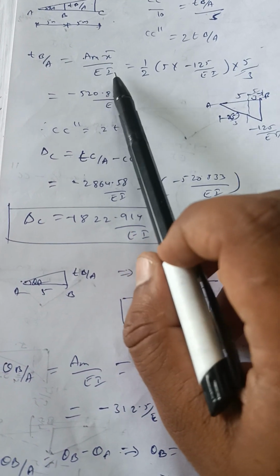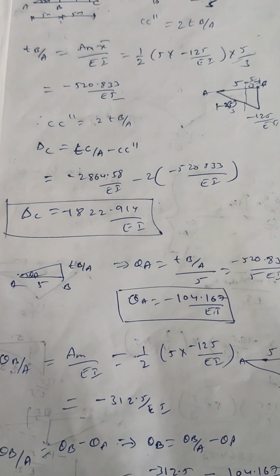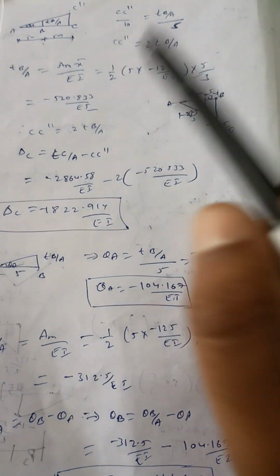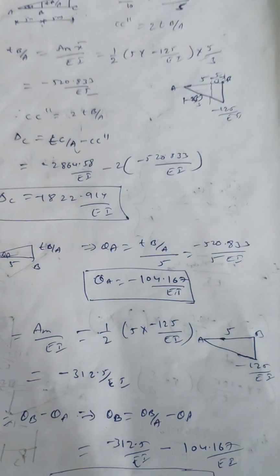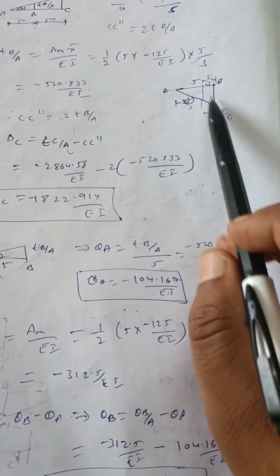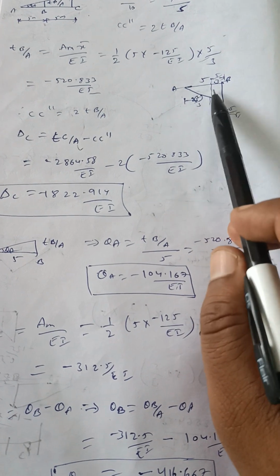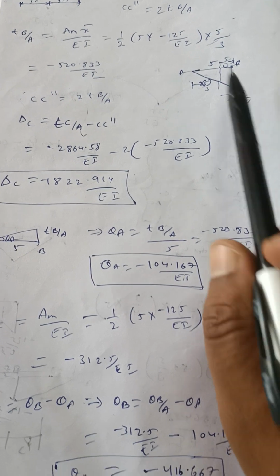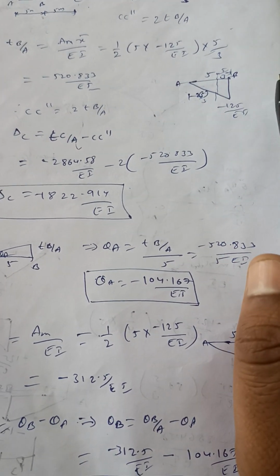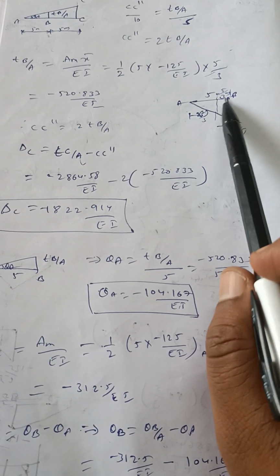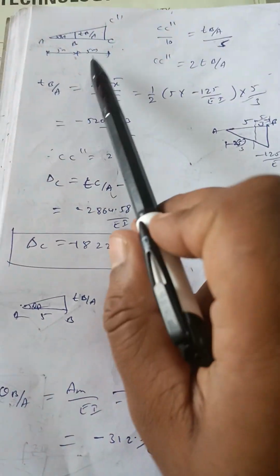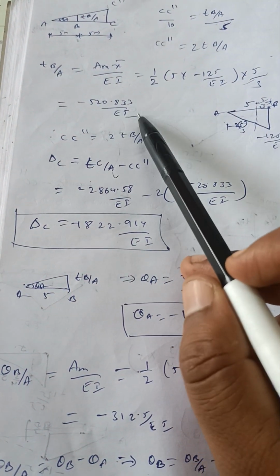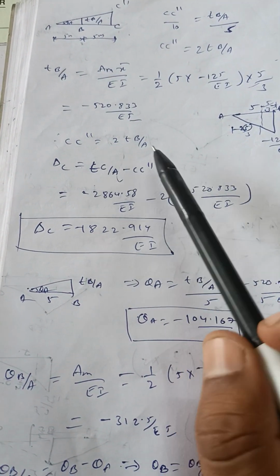So t B by A equals A x bar by EI, which is half into, between B and A is enough. This is the M by EI diagram between B and A. So half into 5 into minus 125 by EI into 5 by 3, measured from B. From B we are calculating x bar because the deflection is at B only. So from here we got this value, and 2 times of this value is this one.